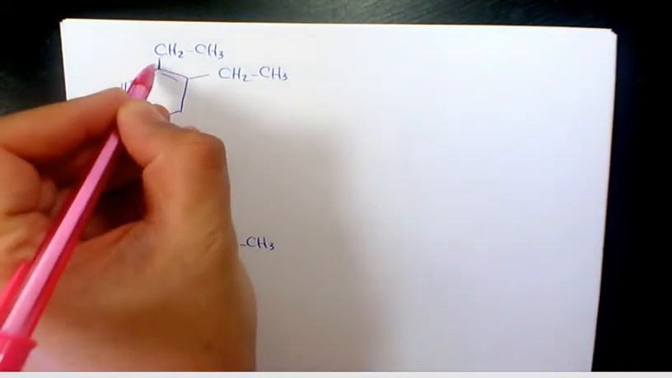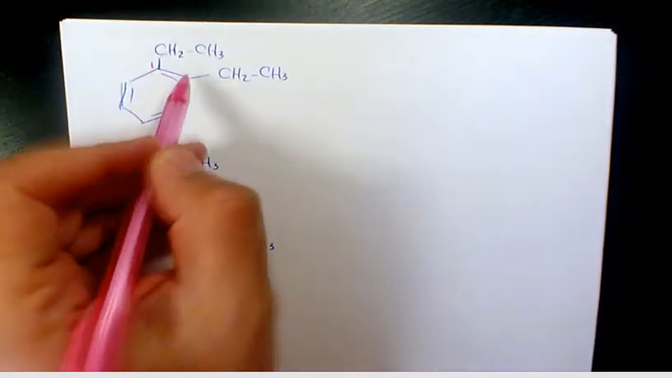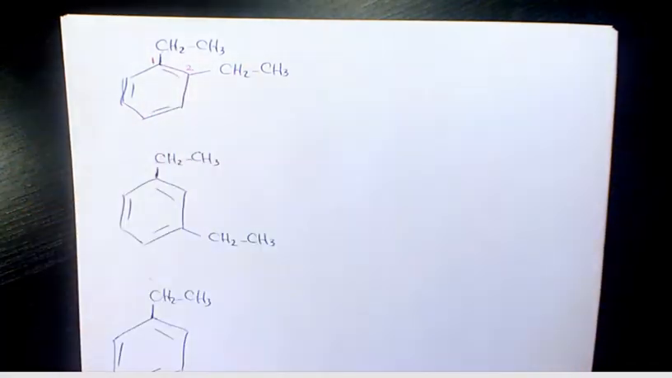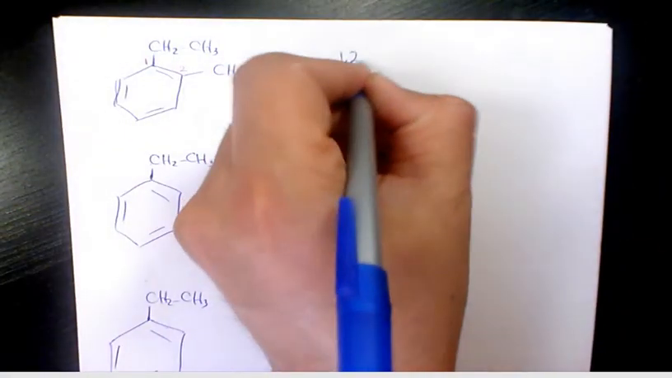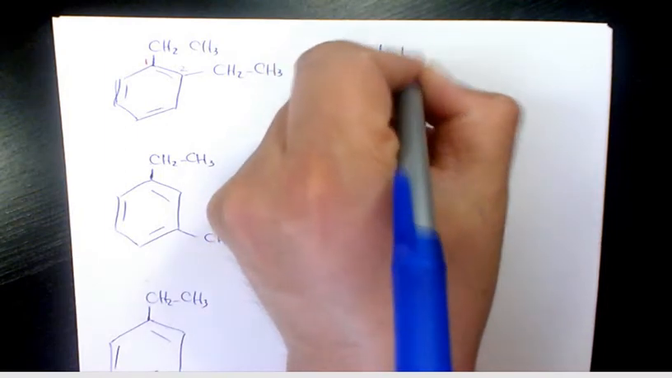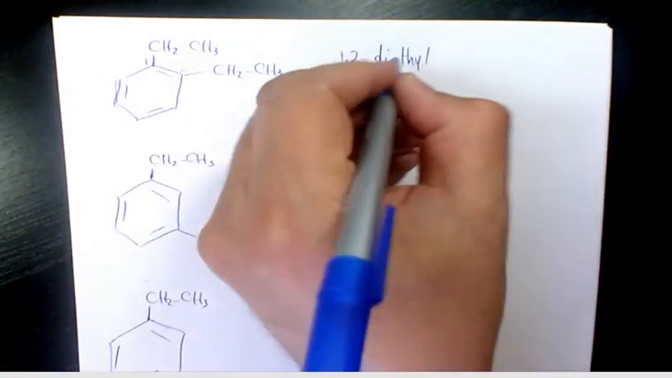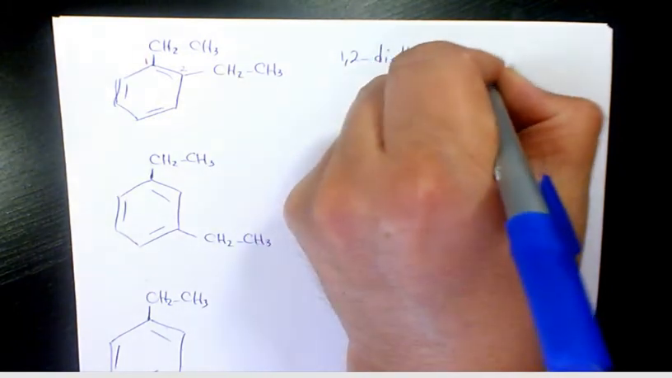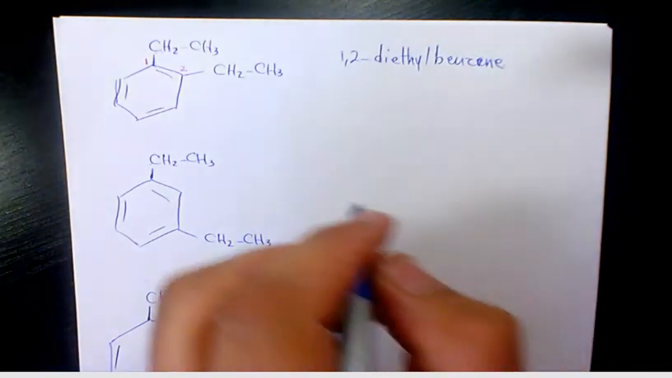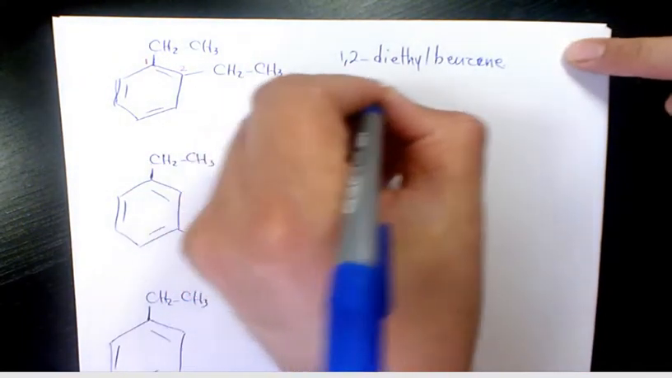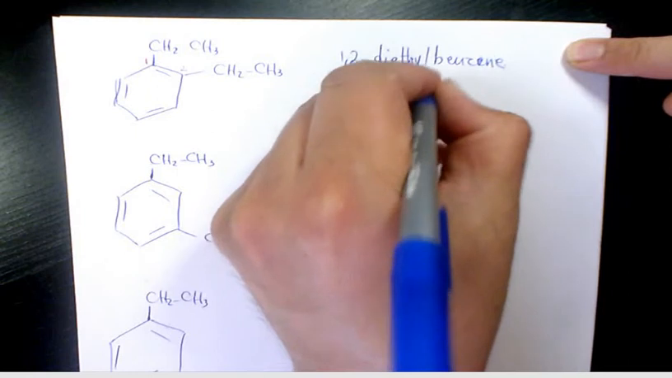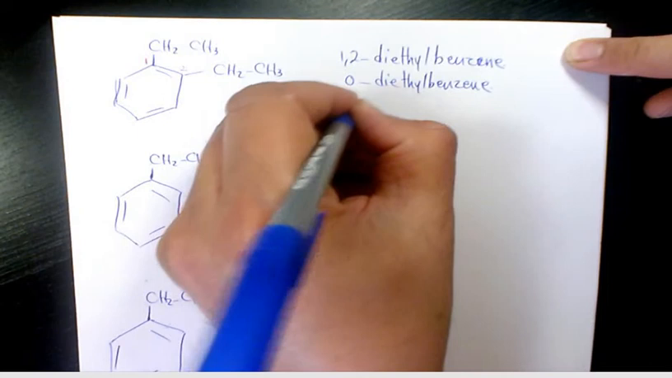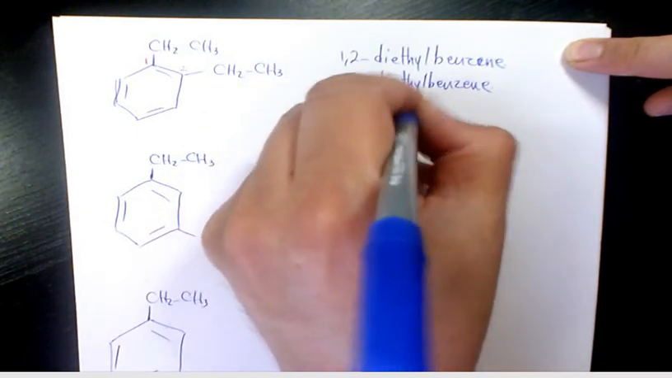So for example, the first one, if I start with number 1 here, number 2 must be this one because we start numbering this way. So it's going to be 1 and 2. Diethyl, di because we have 2 of them. Diethylbenzene. Or you're going to call it o-diethylbenzene. Or you can say ortho-diethylbenzene.